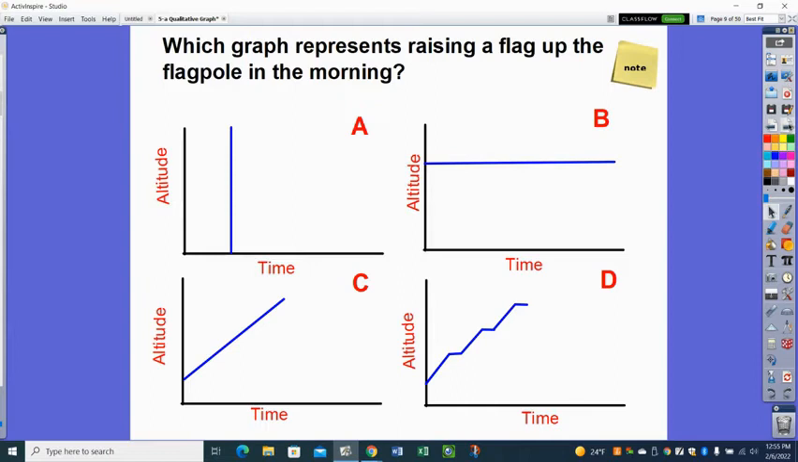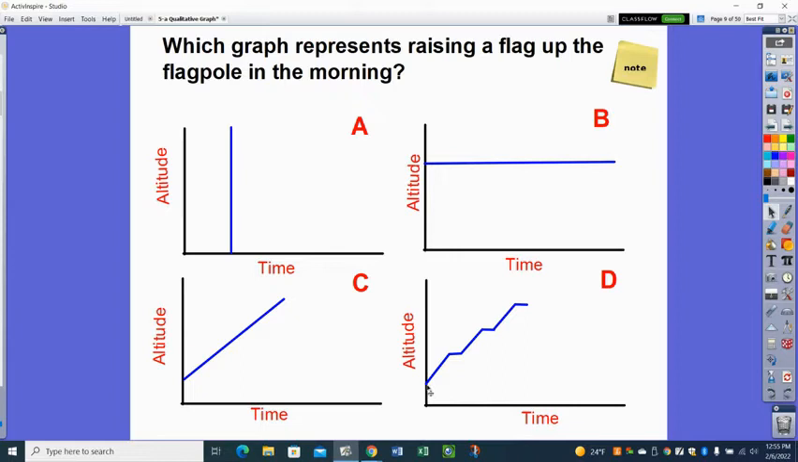Okay, which graph here would represent somebody going outside and pulling the cord and raising a flag up the flagpole in the morning? Which one of these would be that? So first of all, A is instant, like with no time going by, it goes from the ground up, boom, there, like magic. This one has the height the same over time. It never goes up, it never goes down. So the question is, which one of these?